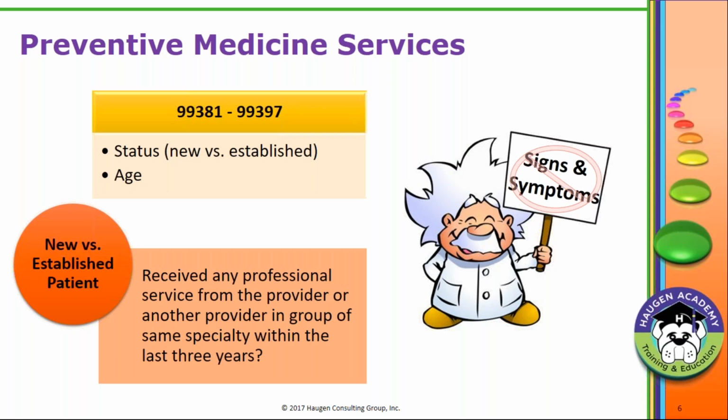The new versus established status is defined by the CPT definition, and that is the 3-year rule that we apply to our E&M services, which also applies to preventive medicine services. So the question is, has the patient received any professional service from the provider that they're seeing, or another provider in that same group within the same specialty, within the last 3 years? That same question we ask ourselves for E&M visits also applies to these preventive medicine services.